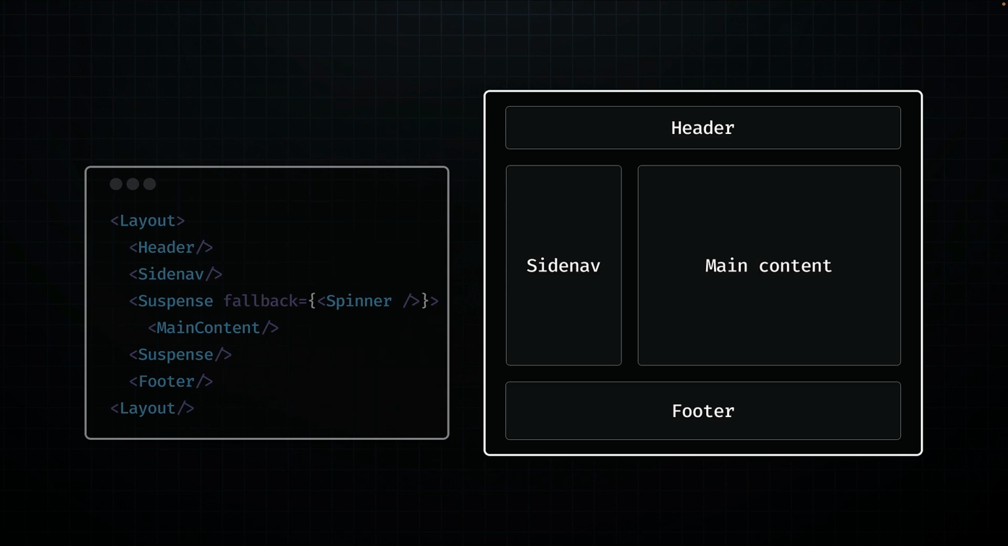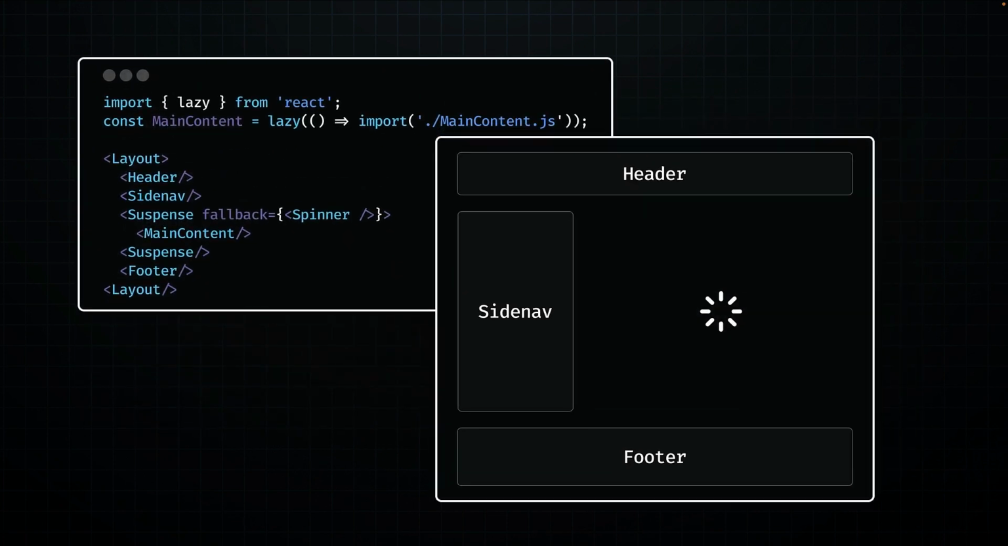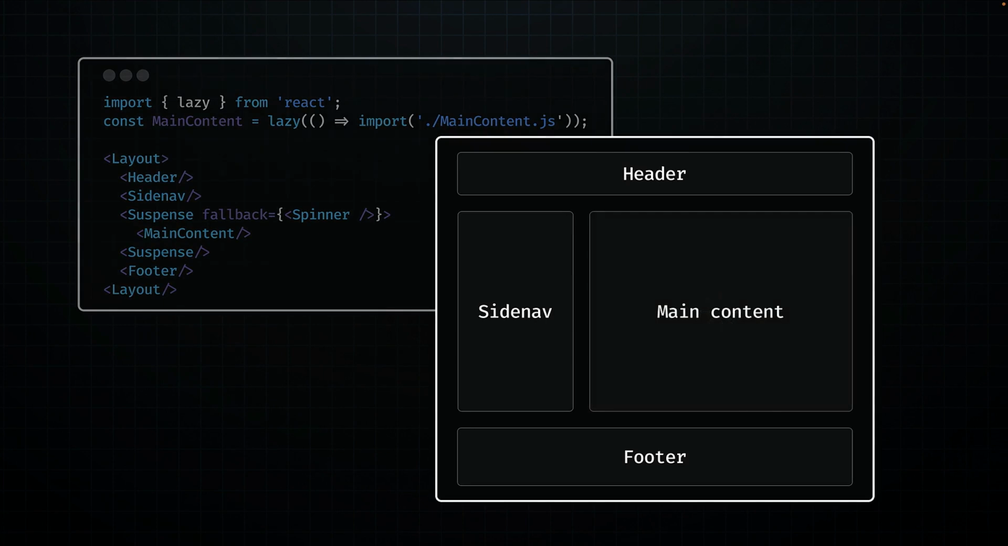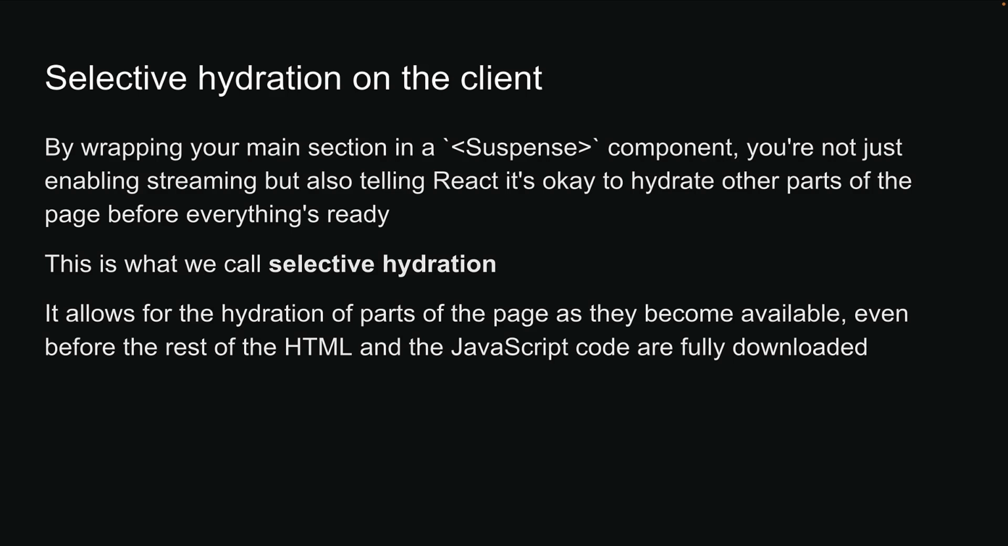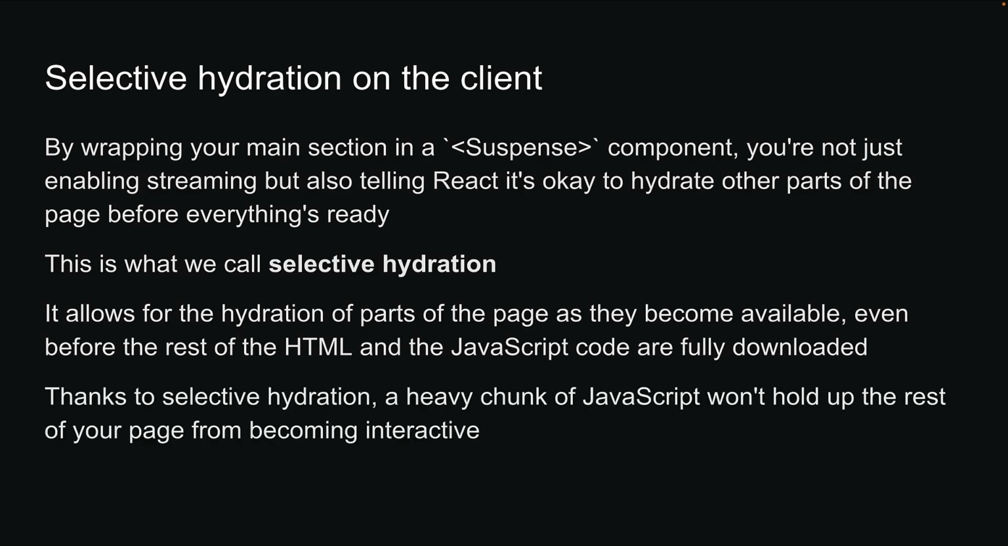From a user's perspective, here's what happens. First, they see non-interactive content streaming in as HTML. Even though the main section's JavaScript code hasn't been downloaded yet, React starts selectively hydrating, and other parts of the page can become interactive. The main section catches up and becomes interactive once its code loads. This is huge because it means a heavy chunk of JavaScript won't hold up the rest of your page from becoming interactive. But it gets even better.